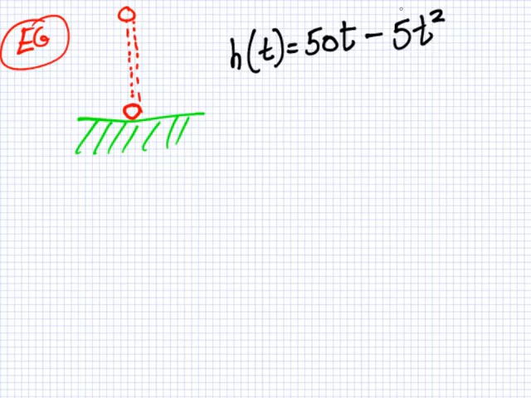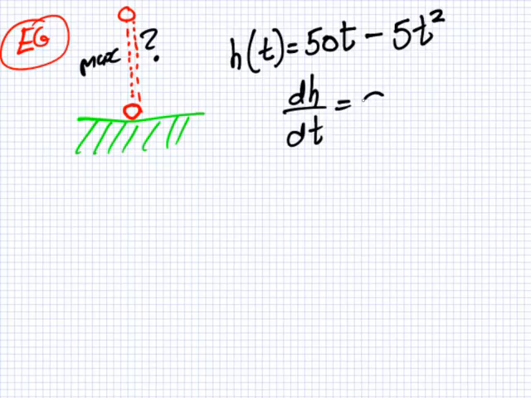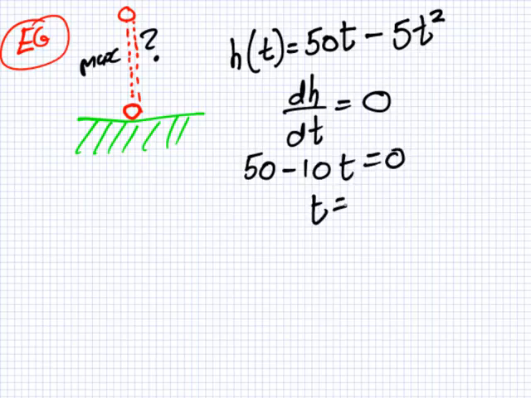Okay? So what we want to know is what is the maximum height? Well, if you think about the last lesson, the way to find a maximum is to make the derivative equal to 0. So here we have 50 minus 10t equals 0. So what does t equal? It will be 5. But I'm not finished. That's not what I want. That's the time when it's at a maximum. But I want the maximum. So what do I do?